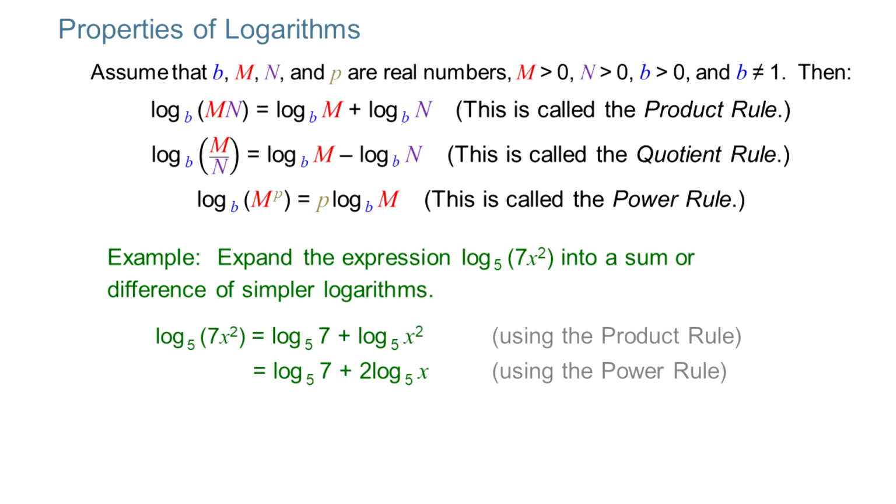For my second step in this example, I'll use the power rule to change the log base 5 of x squared to 2 multiplied by the log base 5 of x. If you have trouble seeing what I did, the colors here may help you.